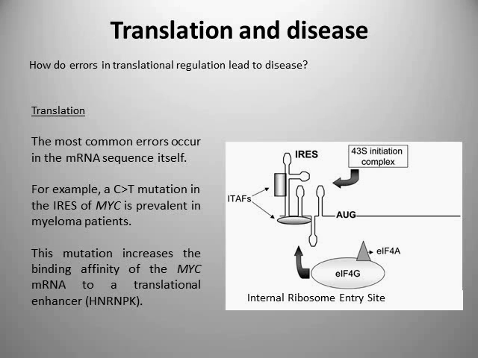So how do errors in these kinds of mechanisms lead to disease themselves then? Well, the most common errors actually relate to errors in the mRNAs themselves. So we've not discussed IRESs thus far, but effectively IRESs circumvent the need to have a cap and eIF4E present on an mRNA molecule in order to recruit a ribosome. So IRES stands for internal ribosome entry site, and it's a very specialised secondary structure of RNA that can itself recruit ribosomes to initiate translation.